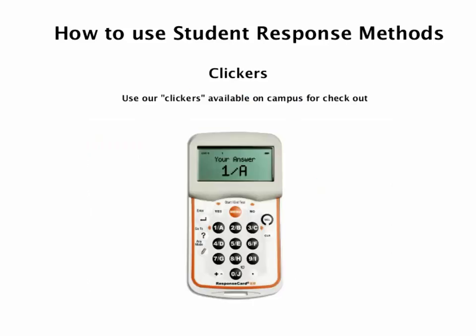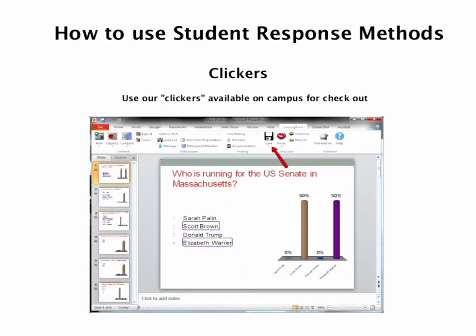So another thing you can do is, of course, use the manual clickers that we have available here on campus. We have several sets of these. We have one here in the CTE. There's another one in the Arts and Sciences office that can be checked out. And these are used similar to what we were just talking about, except they are actual physical devices that you hand out to students.